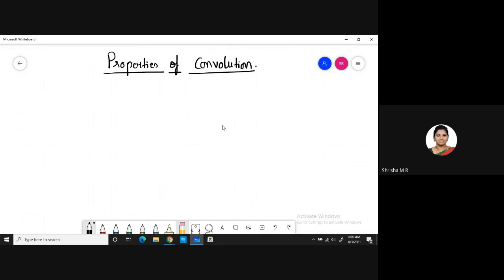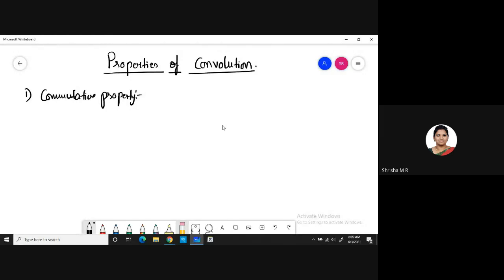Yes. Okay, so there are some properties of convolution which you have to know. They might ask you properties of convolution also. So the first property which we are going to discuss is the commutative property. Commutative property holds good for convolution sum and convolution integral both.